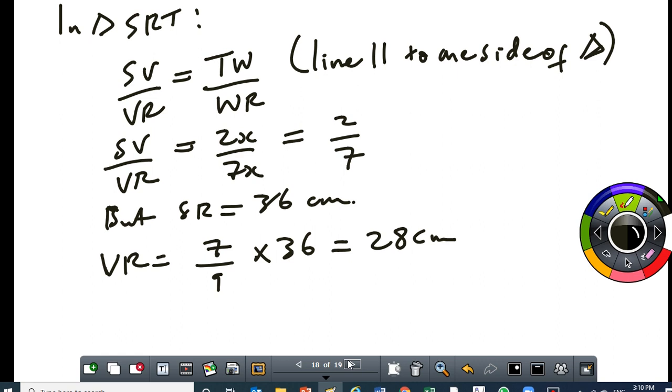Wait. Yeah, I said, but SR is about 36 centimeters. Therefore, any question? You don't have a question? Then let me carry on with the next one. It was a long question. 2.1 to 2.3.